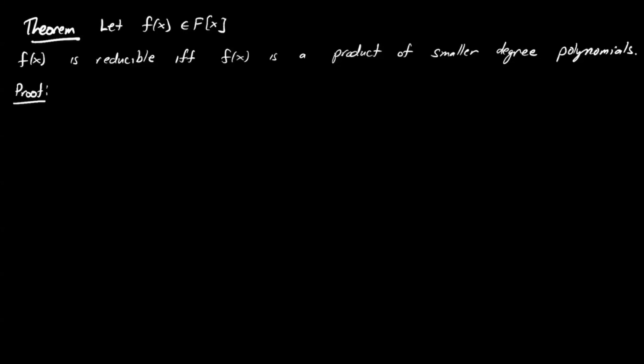So finally, we're ready to prove the theorem that I mentioned a minute ago, that we'd suspected all along. We'll call a polynomial reducible if it's not irreducible. And the idea is that a polynomial is reducible if and only if it can be written as a product of smaller degree polynomials, in particular, 2 smaller degree polynomials. So let's prove our theorem. Let's prove the forward direction.